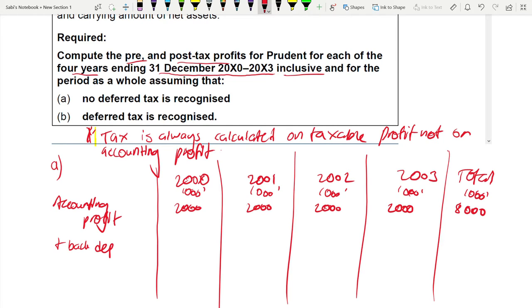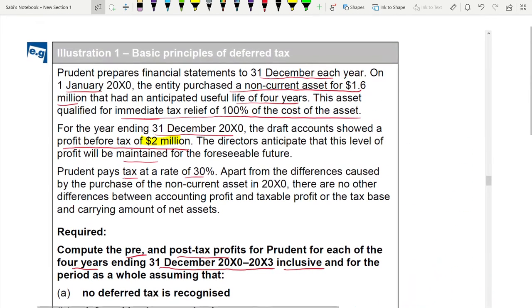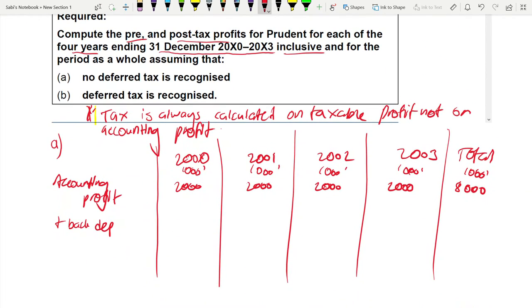But do you have the depreciation with you? No, you have to calculate it. How do you calculate depreciation? See, what is the cost? Cost is 1.6 million and they told us the useful life is 4 years. So just 1.6 divided by 4, which is 400,000 or 0.4 million. So 400 for all the 4 years, because it's on a straight line basis.